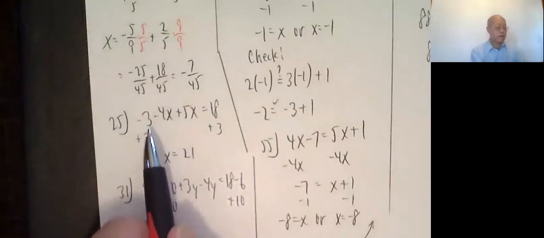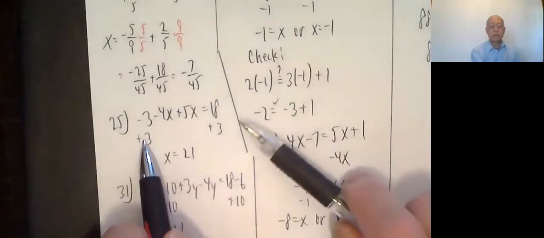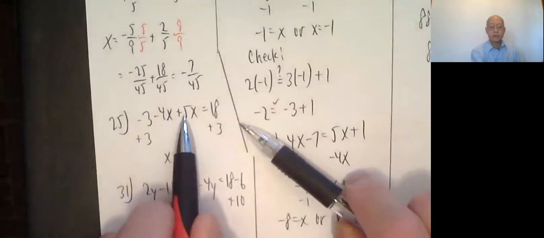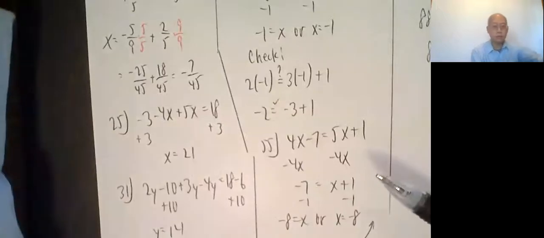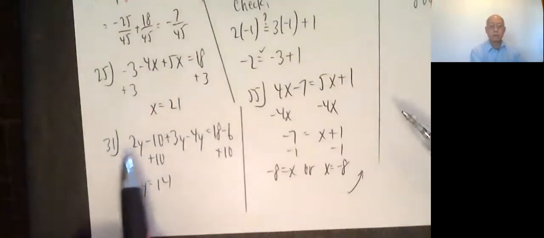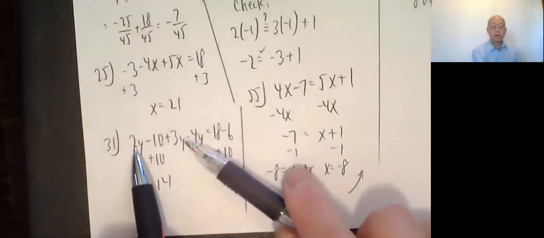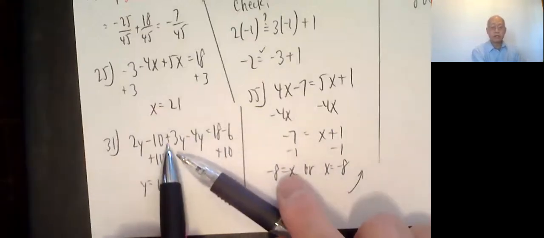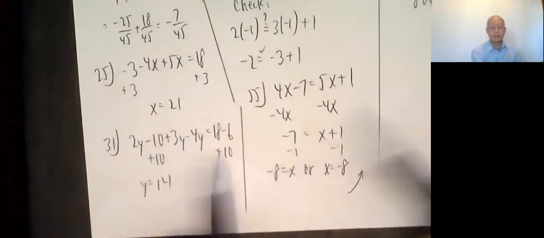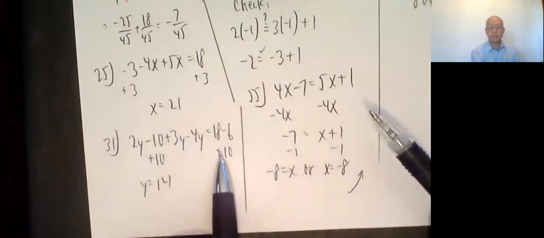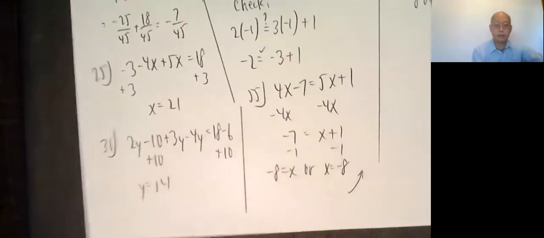Okay, 25, negative 3 minus 4x plus 5x equals 18. Add 3 to both sides. Negative 4x and a positive 5x is already 1x, or x, so x is equal to 21. 31. Okay, I notice 2y plus 3y minus 4y. 2 plus 3 is 5. 5 minus 4 is 1. So I just have y. So I just have to add 10 to this. So 18 minus 6 plus 10. Okay, so y is equal to 14 in this particular case.